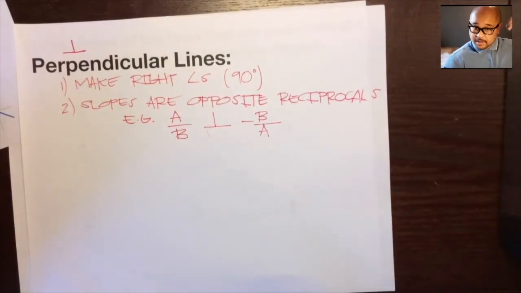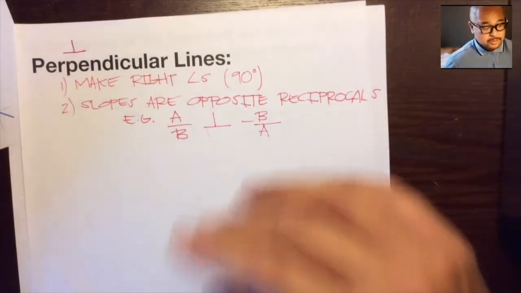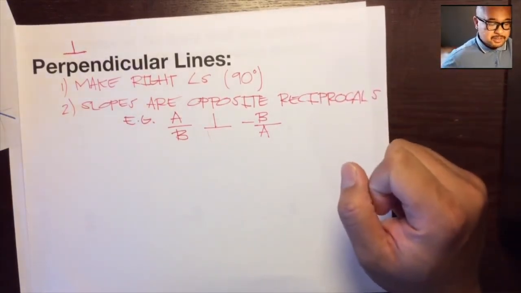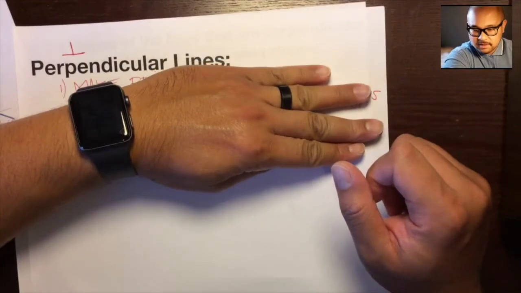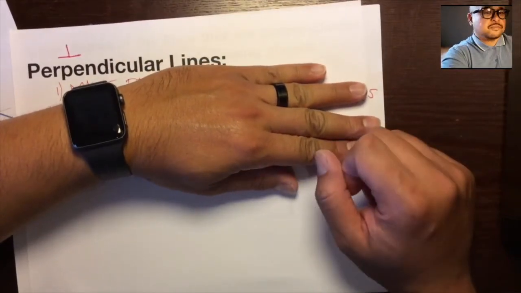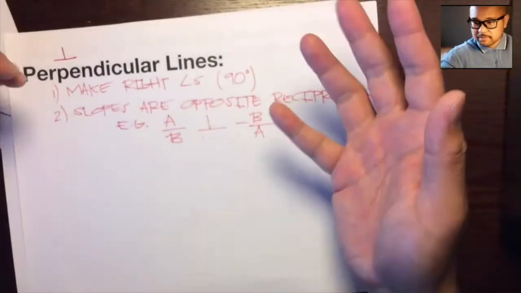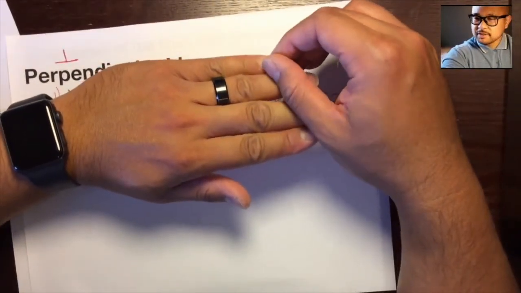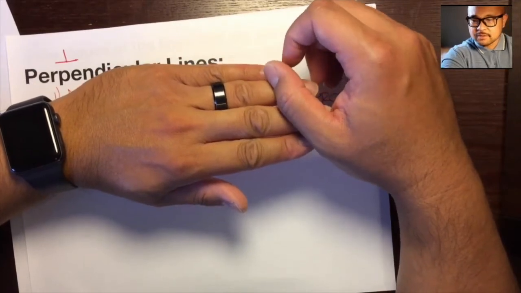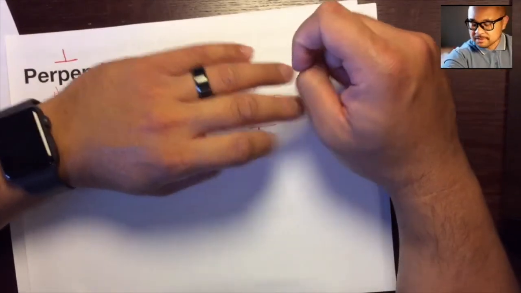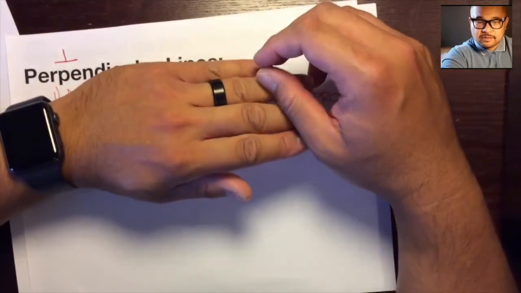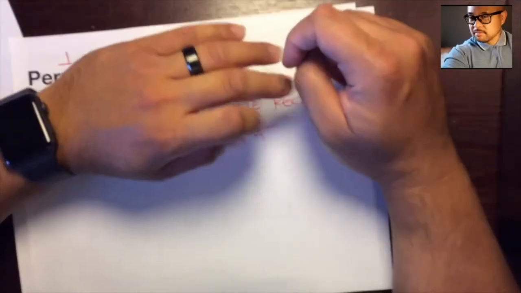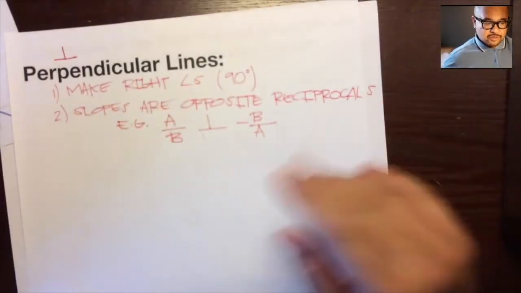Okay? All right, so slopes are opposite reciprocals and make right angles. So press pause and memorize those 2 facts. Okay, unpause. So when I say perpendicular lines, you say make right angles, and slopes are opposite reciprocals. Perpendicular lines make right angles, slopes are opposite reciprocals. Make sure you memorize those 2 facts, okay?